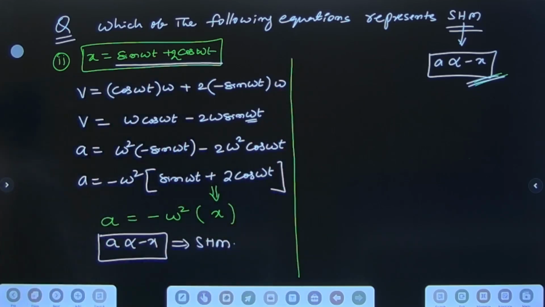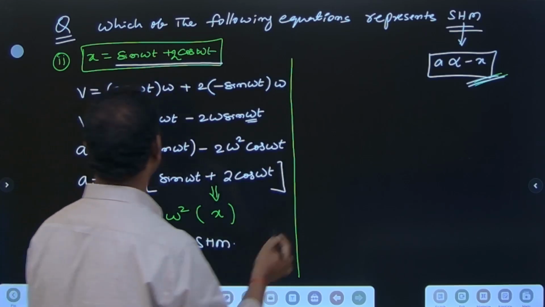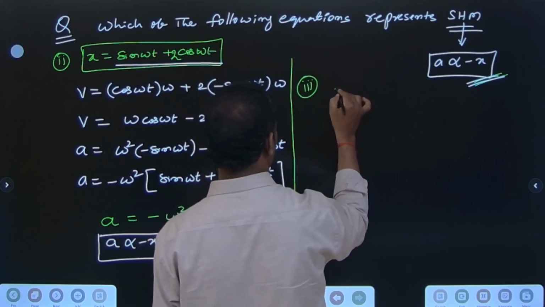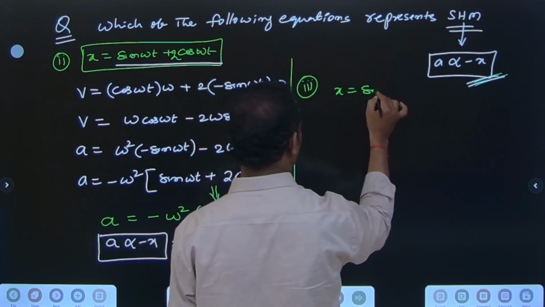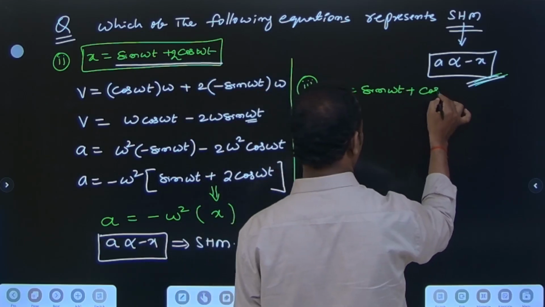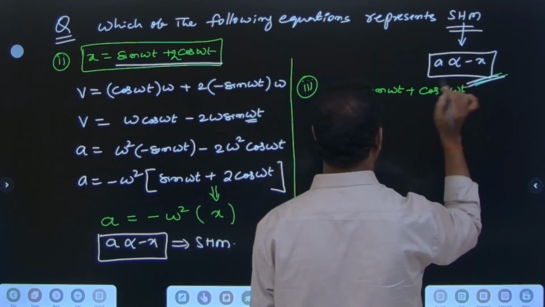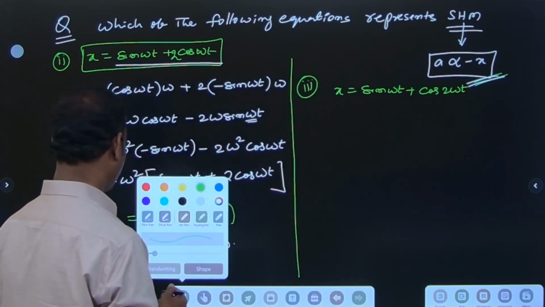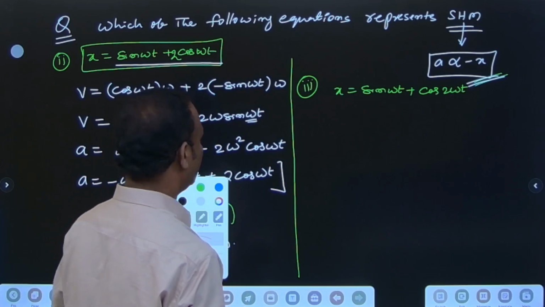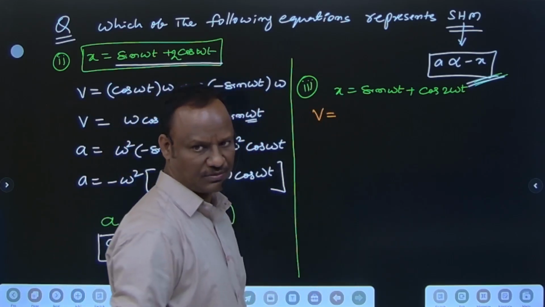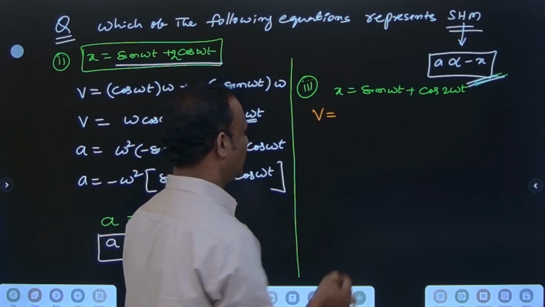The second question is what is given? x is equal to sin omega t plus cos 2 omega t. Check it clearly; you can observe this from here. First, velocity I am writing this. Velocity means what? dx by dt.